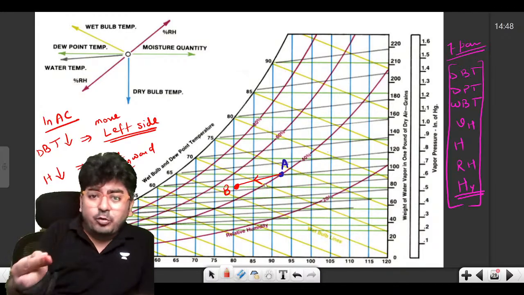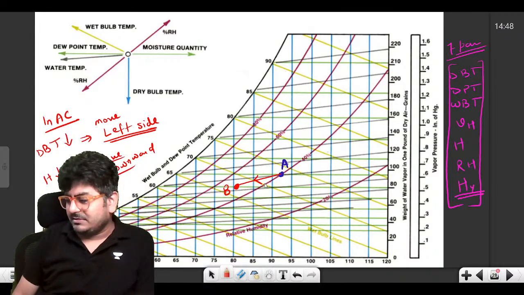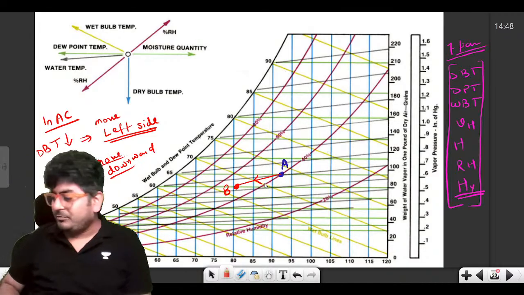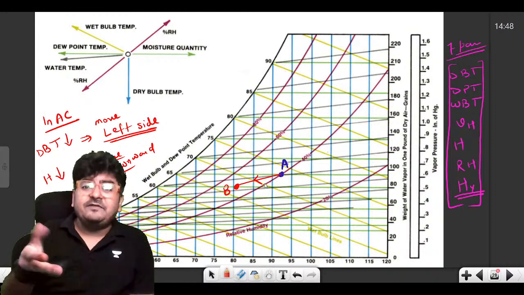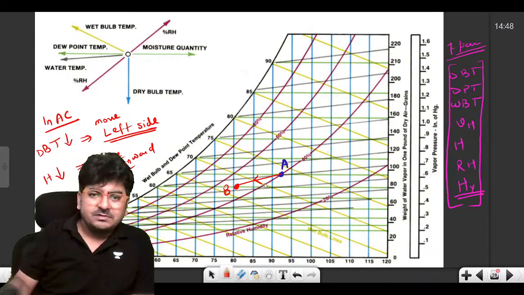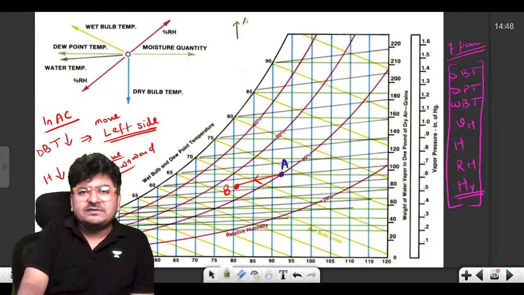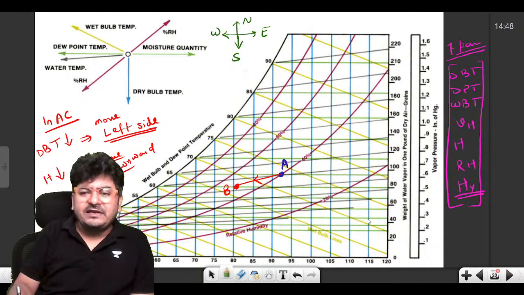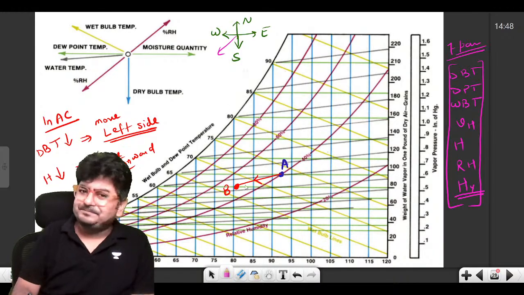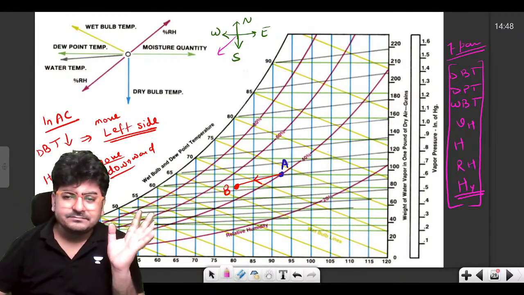That's how the point will shift on the psychrometric chart in air conditioner. Correct? Bottom left. Or you can say in which direction? Southeast, southwest, you can say. ठीक है? अगर आपको डायरेक्शंस का अच्छा आइडिया है तो आपको पता है this is north, south, east, west. So we can say it will move slightly on the southwest side. Correct? Are we clear? Hello?